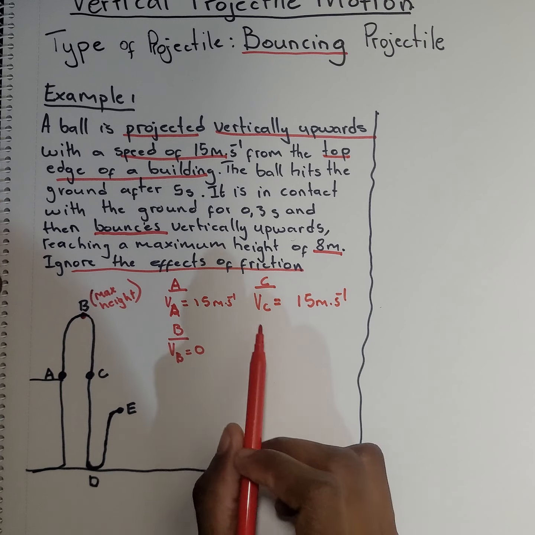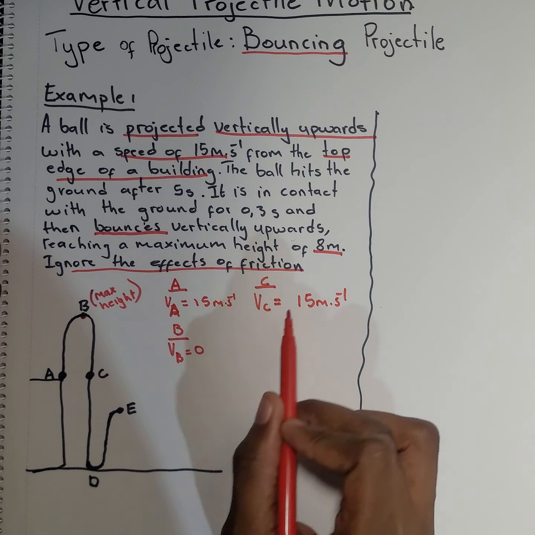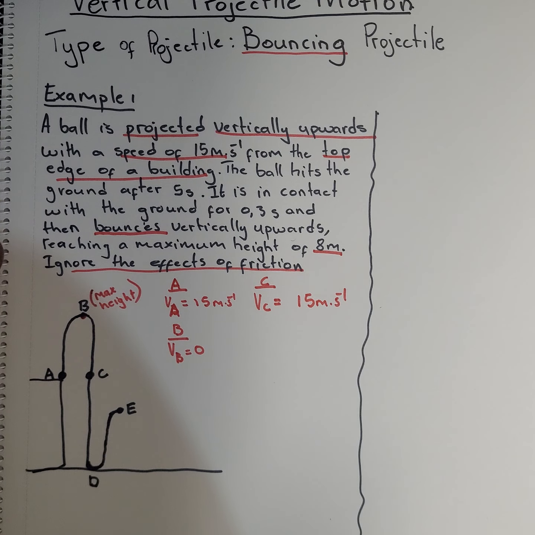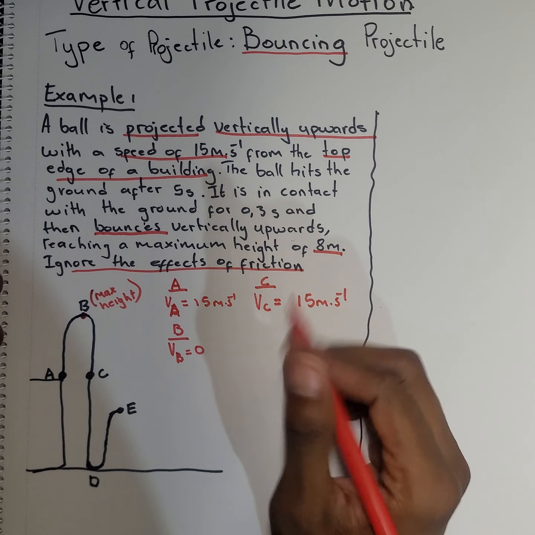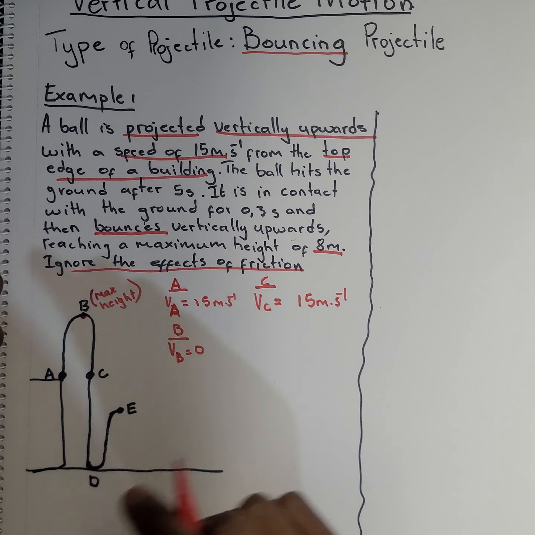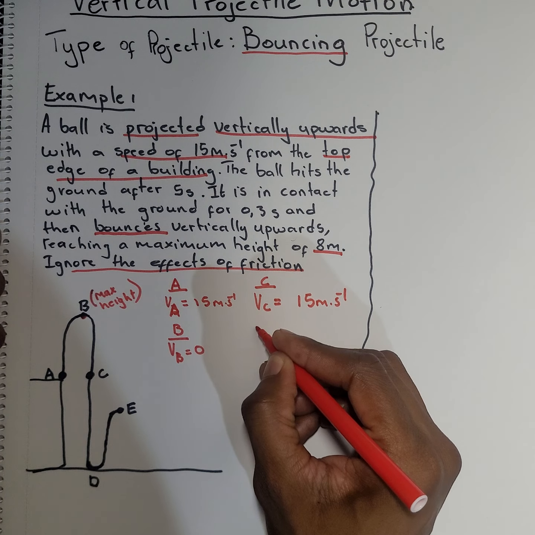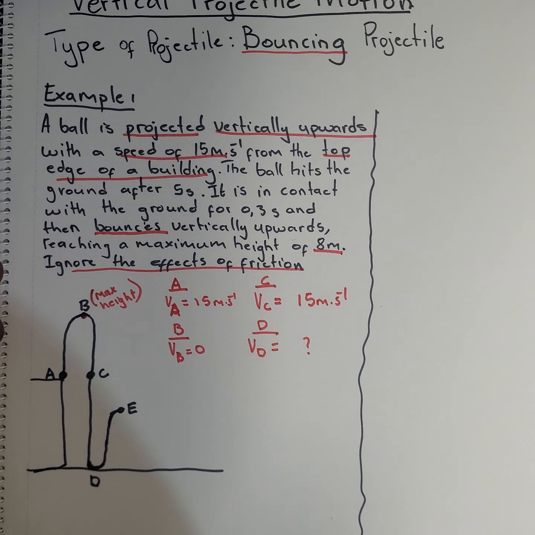I have not yet chosen my direction. Hence I've just put in the magnitudes, not the directions yet, but we'll go into the directions after choosing our positive direction. Now we're just talking about the magnitudes. Then at point D, what is the velocity there? The velocity at point D, we don't know, but there's so much that we are going to talk about at point D.